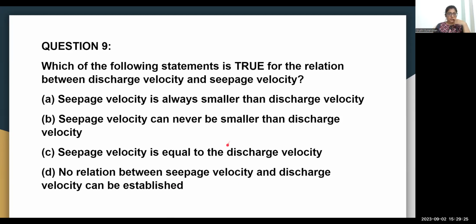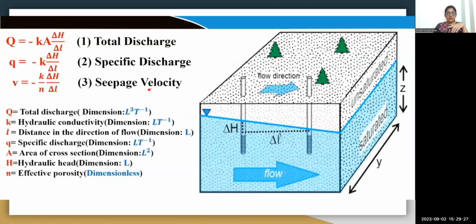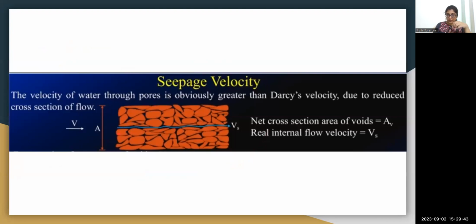Okay, so we move on to the answer. So here you can see we learned about the discharge velocity. Discharge velocity is the velocity with which water is flowing through the aquifer medium, and it is given by Darcy's law. Now there's another quantity called the seepage velocity, which is nothing but the velocity of water that is flowing through the pore spaces.